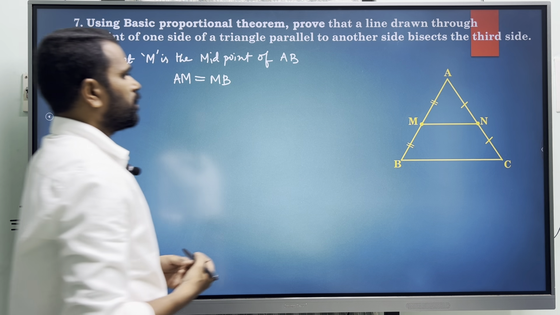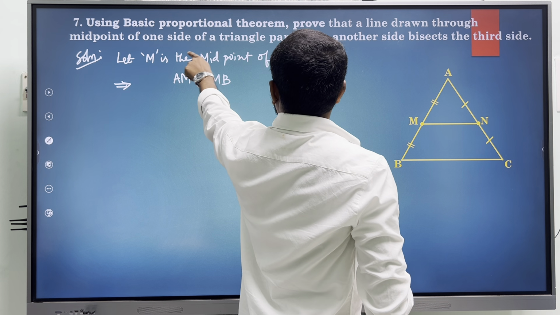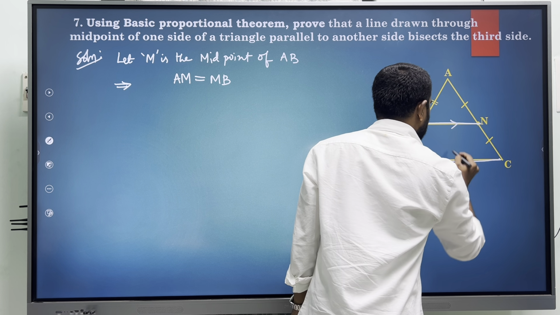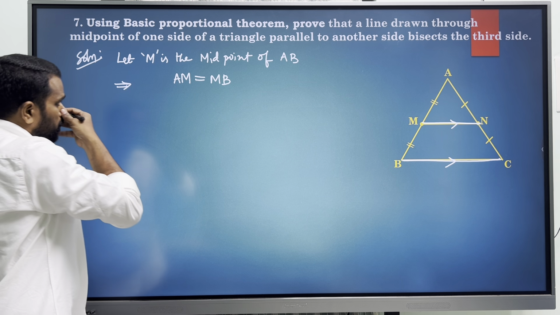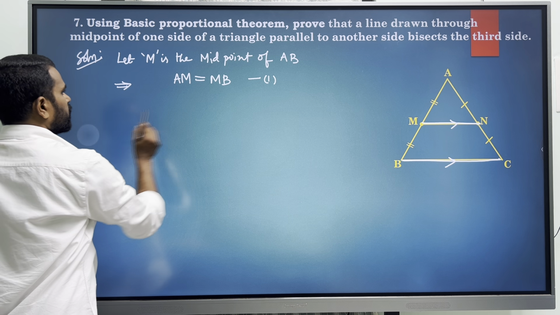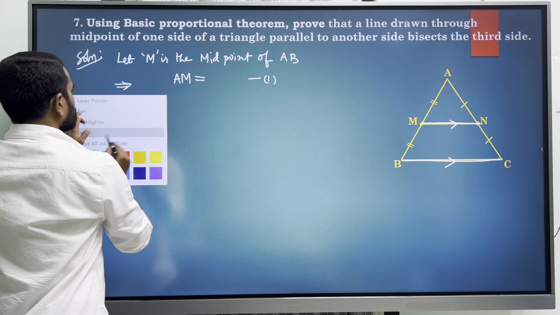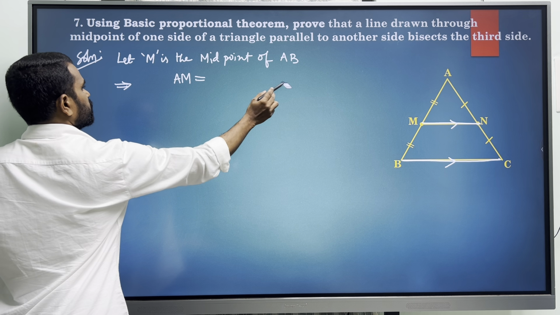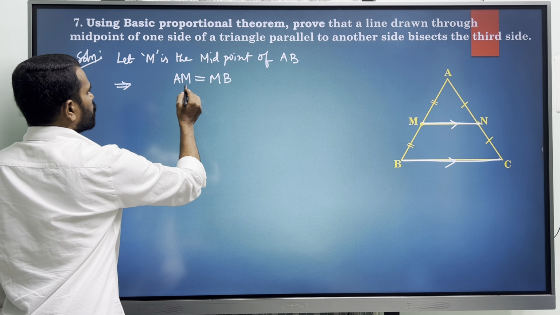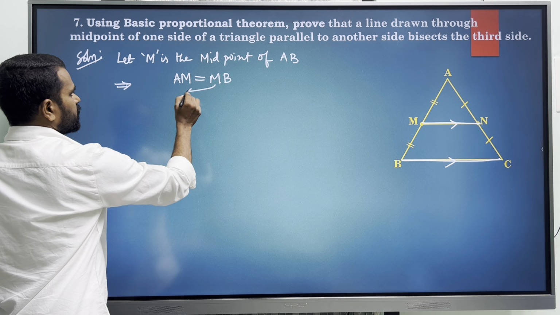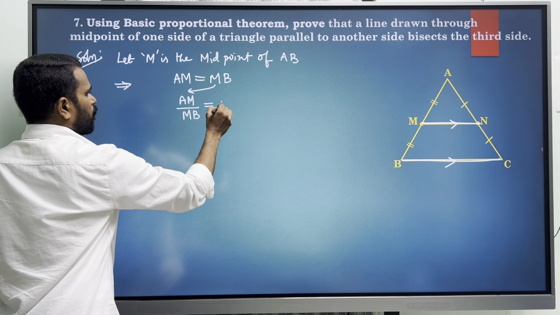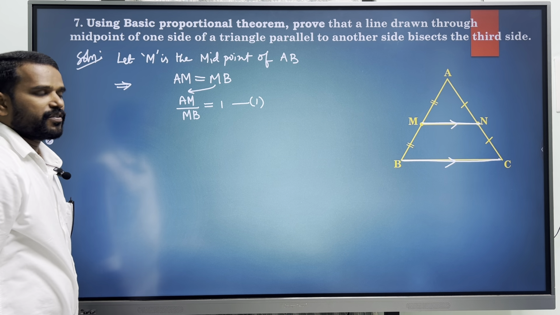See here, one side of a triangle parallel. See, this is also parallel, right? What is given? This is parallel. So, let us suppose this as 1. AM equal to MB, right? So, it is given actually. Let us bring this to the other side. AM by MB equal to 1. Let us suppose this as equation 1.